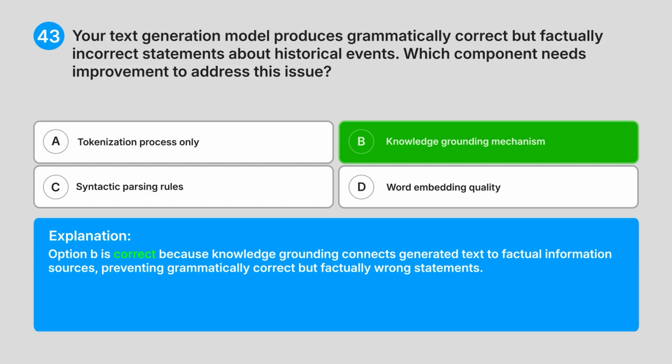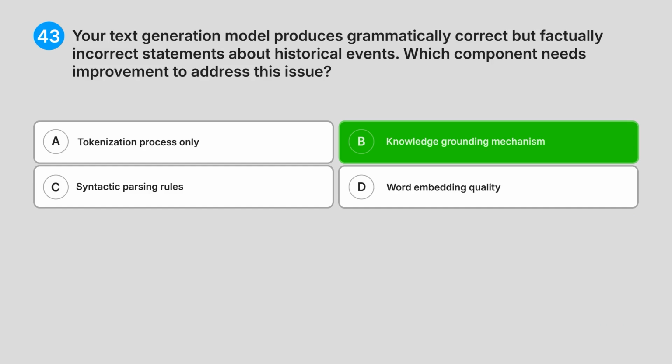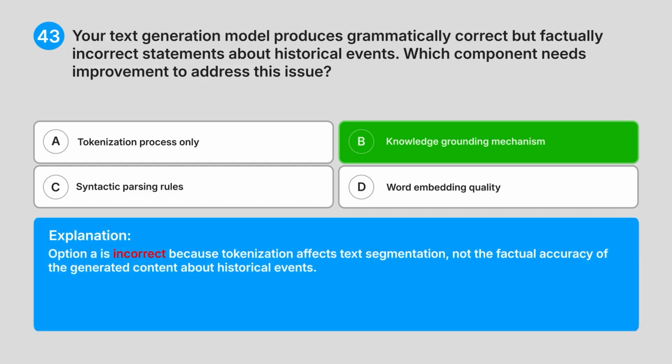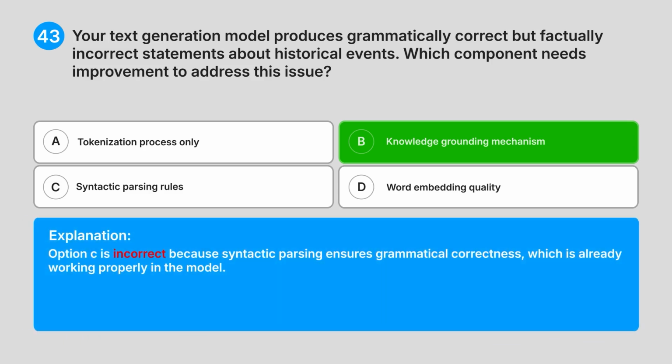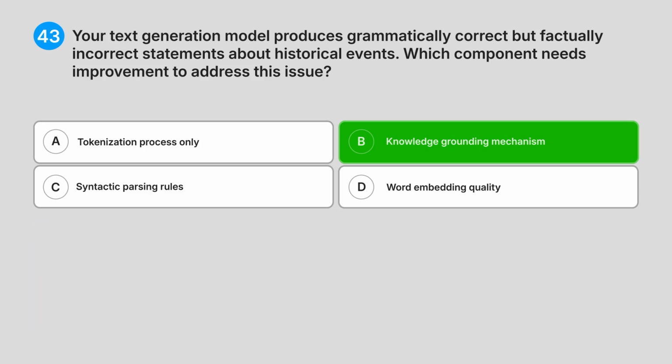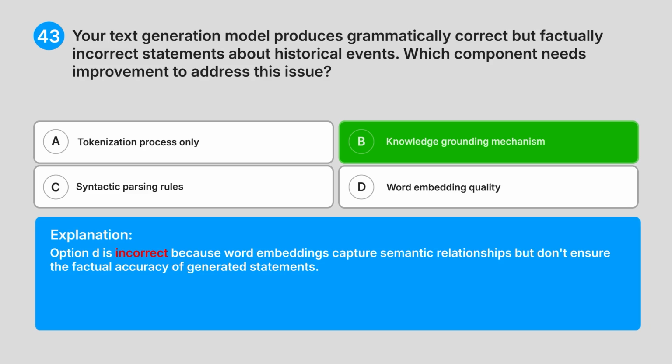Explanation. Option B is correct because knowledge grounding connects generated text to factual information sources, preventing grammatically correct but factually wrong statements. Option A is incorrect because tokenization affects text segmentation, not the factual accuracy of the generated content about historical events. Option C is incorrect because syntactic parsing ensures grammatical correctness, which is already working properly in the model. Option D is incorrect because word embeddings capture semantic relationships, but don't ensure the factual accuracy of generated statements.